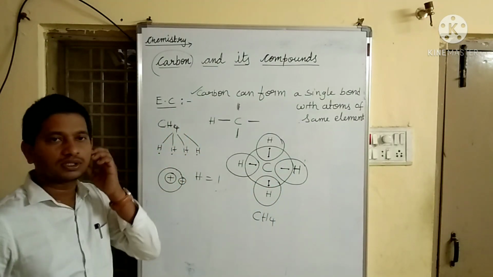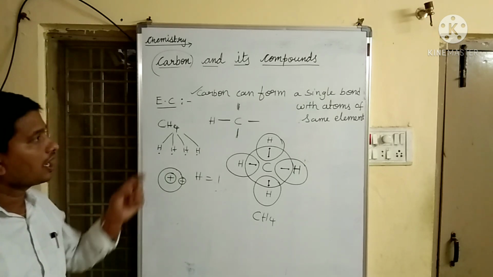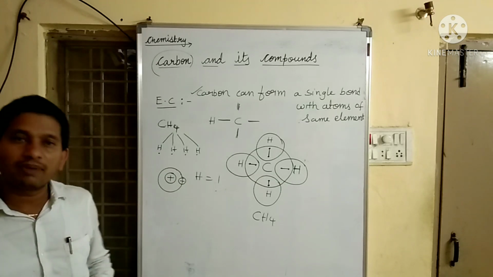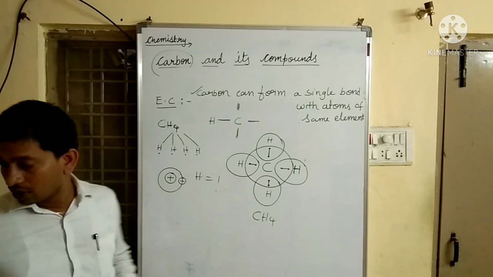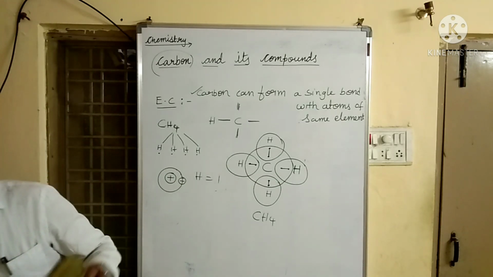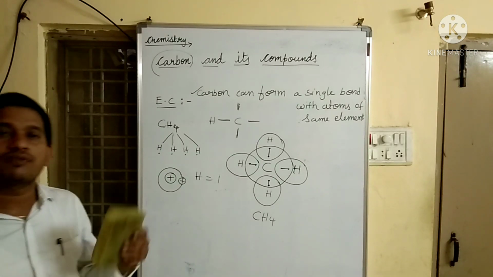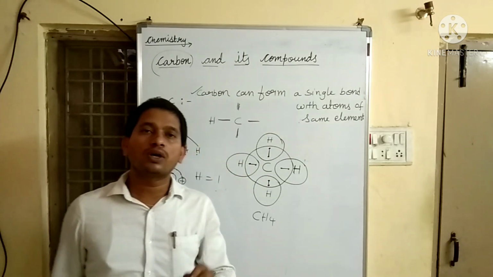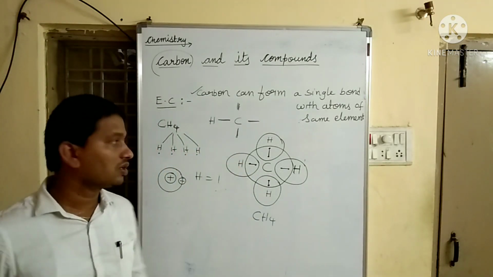4 single covalent bonds. Got it? I mean, carbon can form single bonds with the atoms of the same element. Also, carbon can form 4 single covalent bonds with the atoms of different elements.